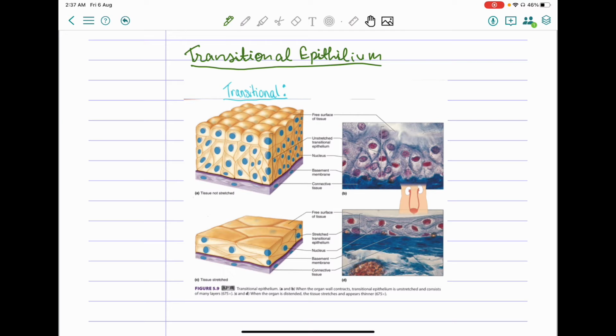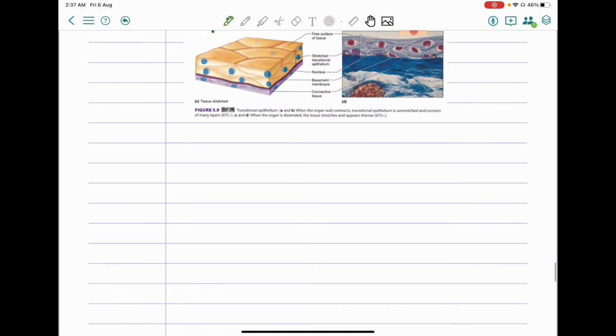So what is different about transitional epithelium? The difference is that the cells towards the lumen are quite larger and umbrella shaped. Here you can see these are umbrella shaped. And what is the second feature? First is that the cells towards the lumen are umbrella shaped.